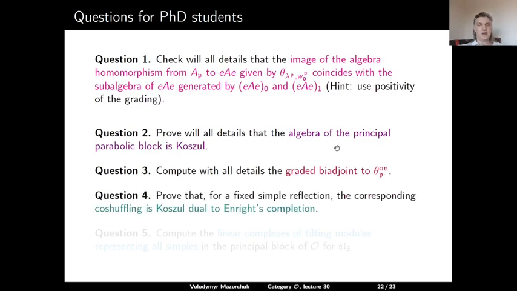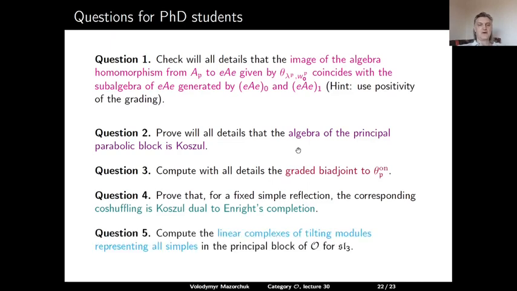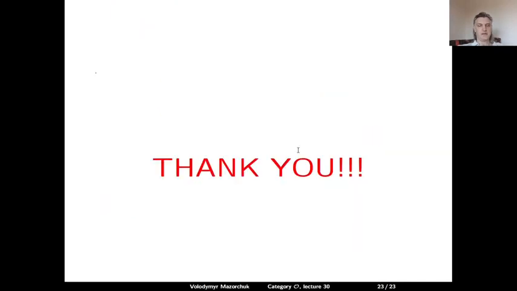Question 4. Prove that for a fixed simple reflection, the corresponding coshuffling is Koszul dual to Enright's completion. Question 5. Compute the linear complexes of tilting modules representing the simple modules in the principal block of category O for SL3. Thank you very much and see you next time.